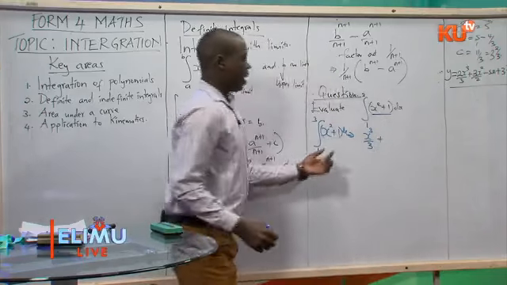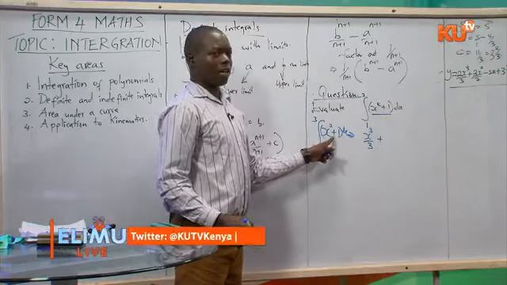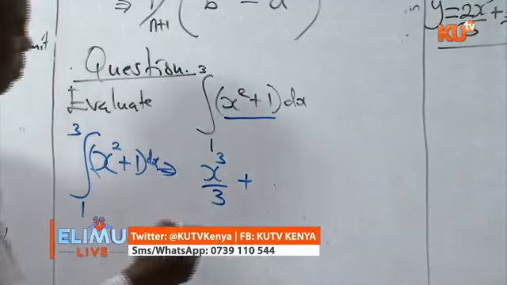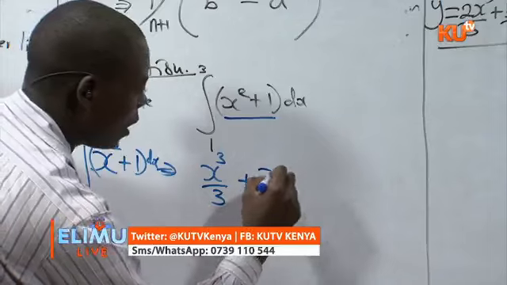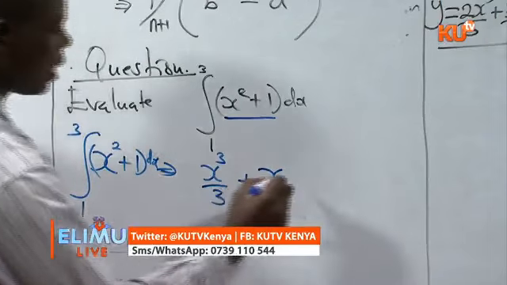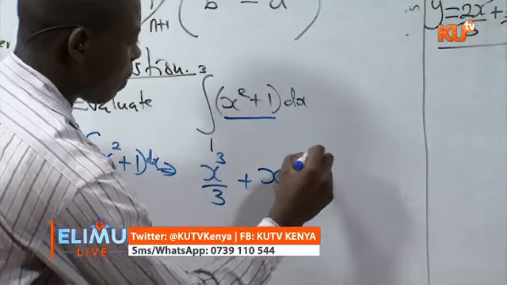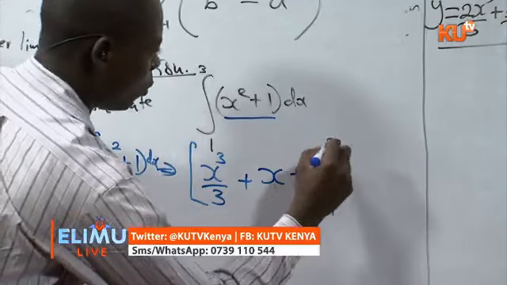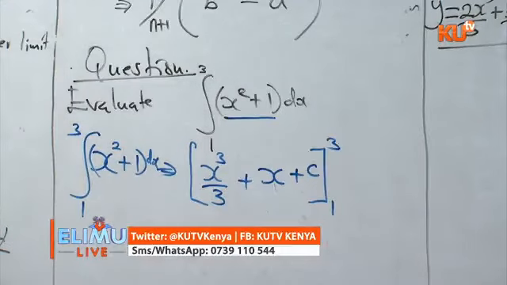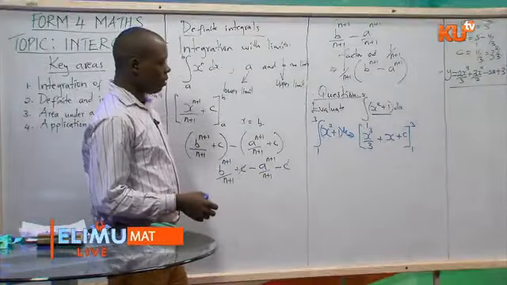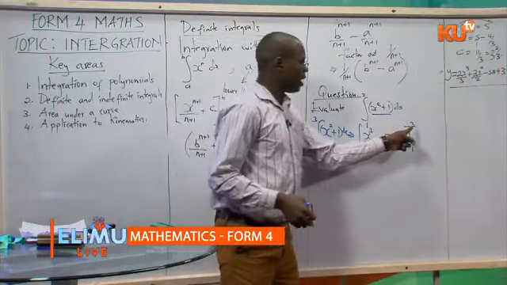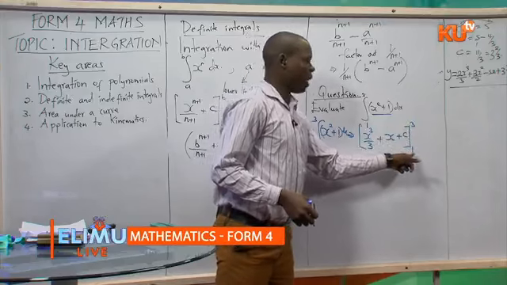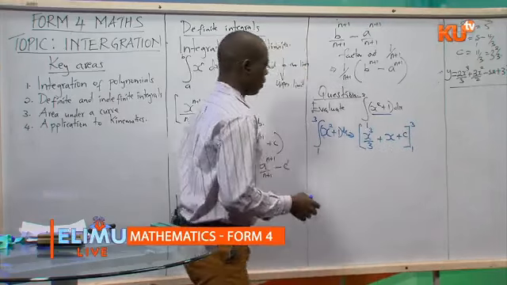Then plus, at this point, we have a constant, 1. And 1 is x power 0, so now it will obtain power 1. So we have plus x, then plus a constant c. We are integrating this from 1 to 3. So we'll substitute in x equal to 3, and then we subtract when x is equal to 1.